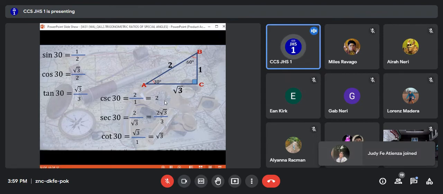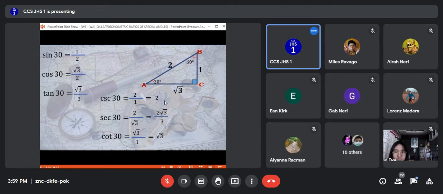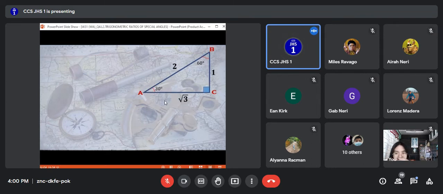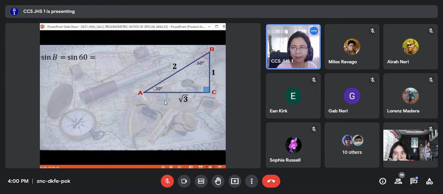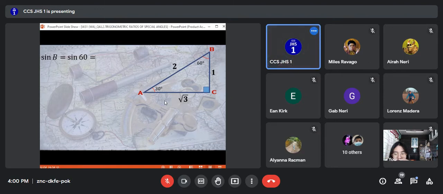So these values, class, are fixed. You need to memorize these values. Questions? Am I clear? Now let's proceed to 60 degrees. What if our angle is 60 degrees, using the same triangle? Angle B, or sine 60. What is sine 60?